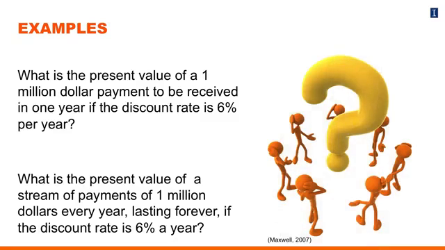To allow you to practice this, I want you to try to answer these two questions on your own. Very simple present value problems. The first one: we have $1 million in 1 year. The discount rate is 6% a year. The second one is a perpetuity. It's a payment of $1 million every year that's going to last forever, and the discount rate is 6%. Please work on these two questions.